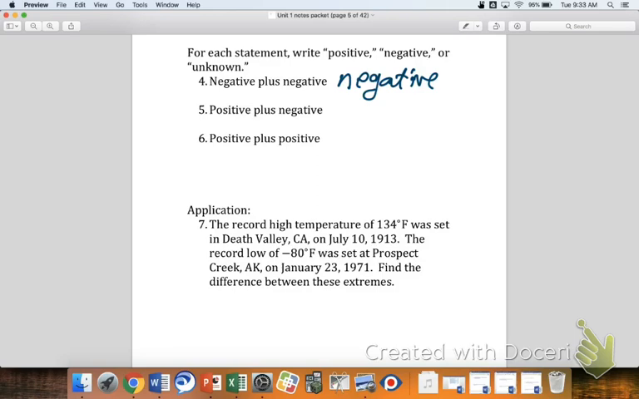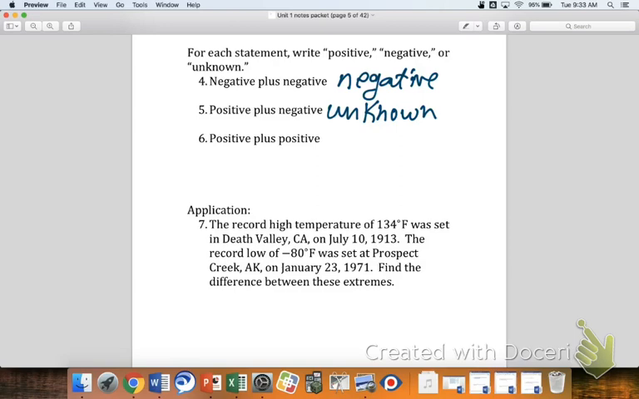So it's a little bit different here. Callie, what do you think? Unknown. It is unknown, right? What does it depend on? It depends on how high the positive number is and just the numbers. Yeah, which one's bigger? Because if the positive number has a bigger absolute value, then the result will be positive, right? And if the negative has a bigger absolute value, then the result will be negative. There's one more possibility.